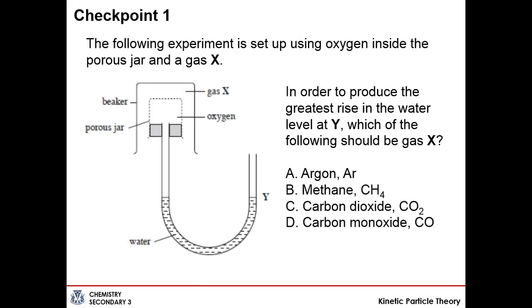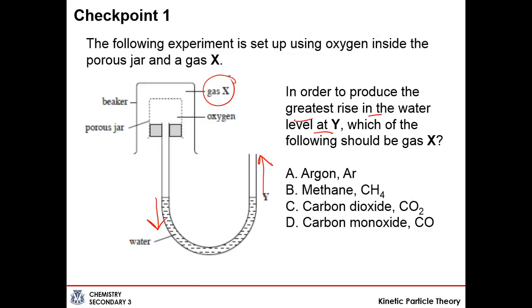So let's have a quick go through of checkpoint 1 over here. Based on the knowledge you have just gained, how do you produce the greatest rise in the water level at X? So you want X to go up, which means that this level must go down. What gas should be gas X? Make a guess.